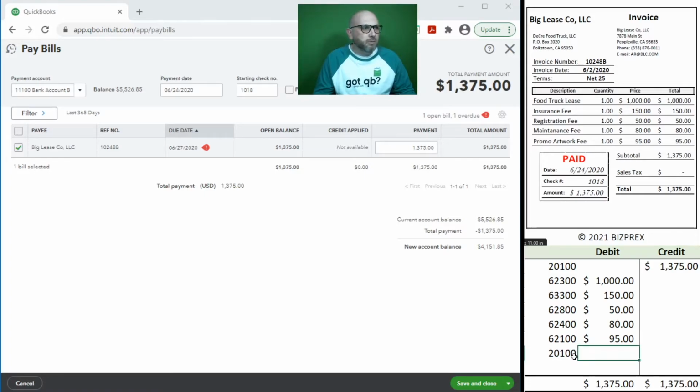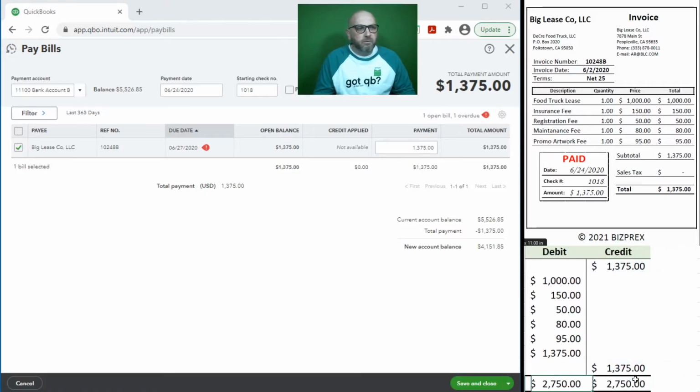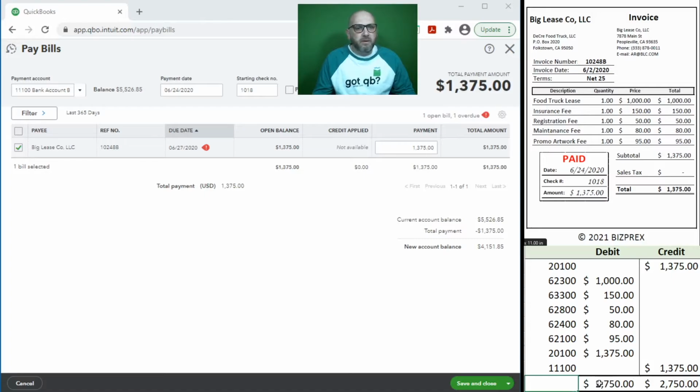Well, accounts payable balance will be reduced, right? So this and this will become a wash. What else will happen? Well, our bank account balance will be impacted as well. It will be reduced by that amount because once the check clears, right? Okay, here we are. So you see debits and credits are in balance, always have to be in balance, right?